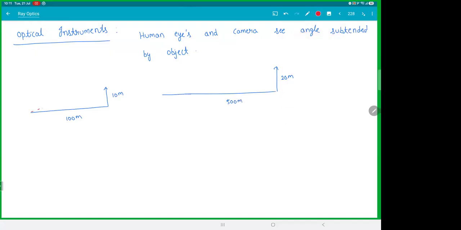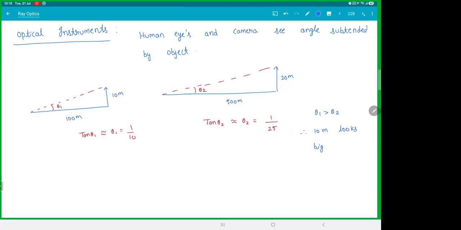So now if you look at the angle here, this angle is theta 1. So tan theta 1, approximately equal to theta 1, is 1 by 10. This is theta 2, tan theta 2 approximately equal to theta 2, which is 1 by 25. So if you see here, even though the 20 meters is bigger, it feels the 10 meter looks big. So theta 1 is greater than theta 2. Therefore, the 10 meter looks bigger than 20 meter.